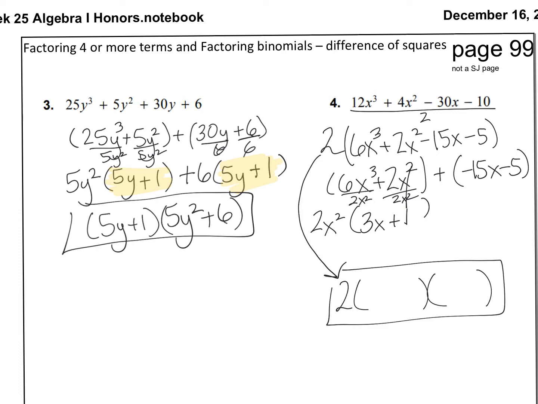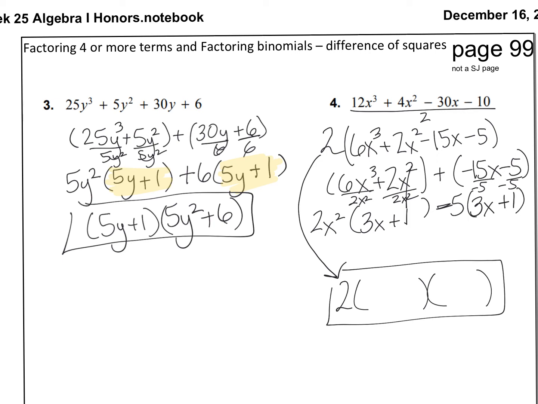My next group, that first term is a negative, so I'm going to put a negative sign. 15 and 5 have 5 in common. I'm going to divide both of these by 5. Negative 15x divided by negative 5 is positive 3x. Negative 5 divided by negative 5 is positive 1.